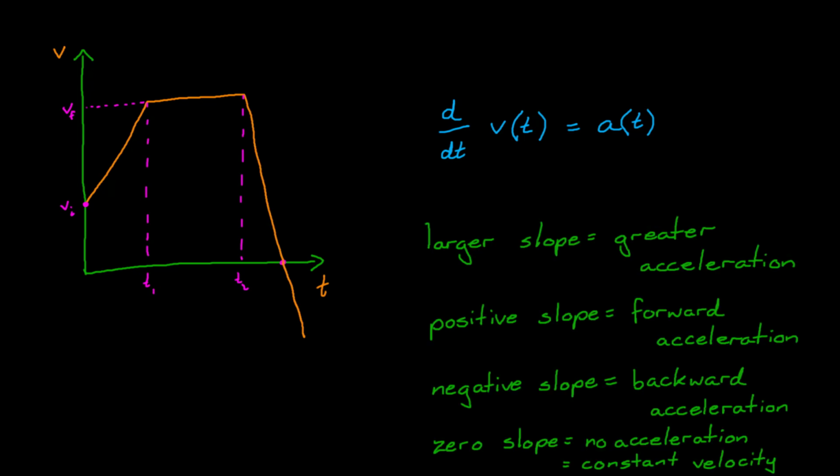So to summarize, a larger slope means a greater acceleration. A positive slope means accelerating in the forward direction. A negative slope means accelerating in the backwards direction. And a zero slope means that we've got no acceleration at all, which is the same as saying we have constant velocity.